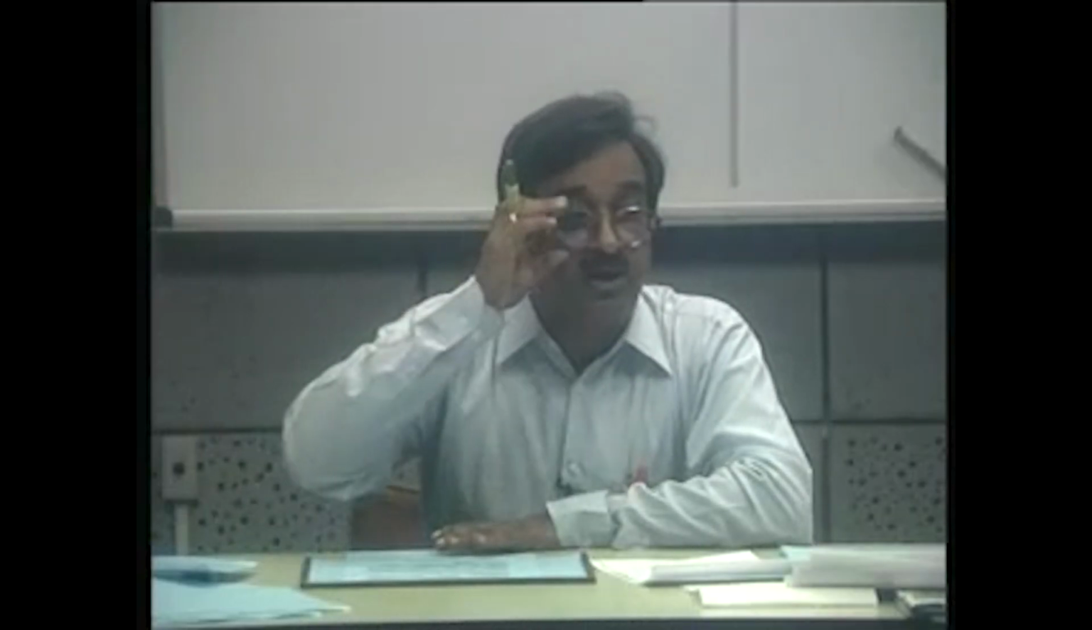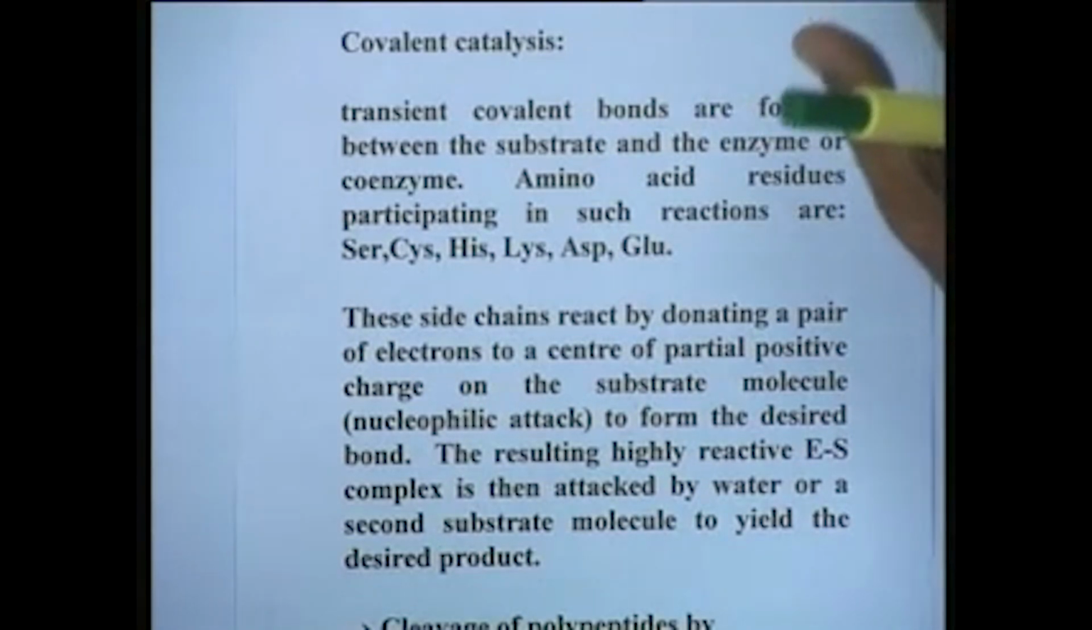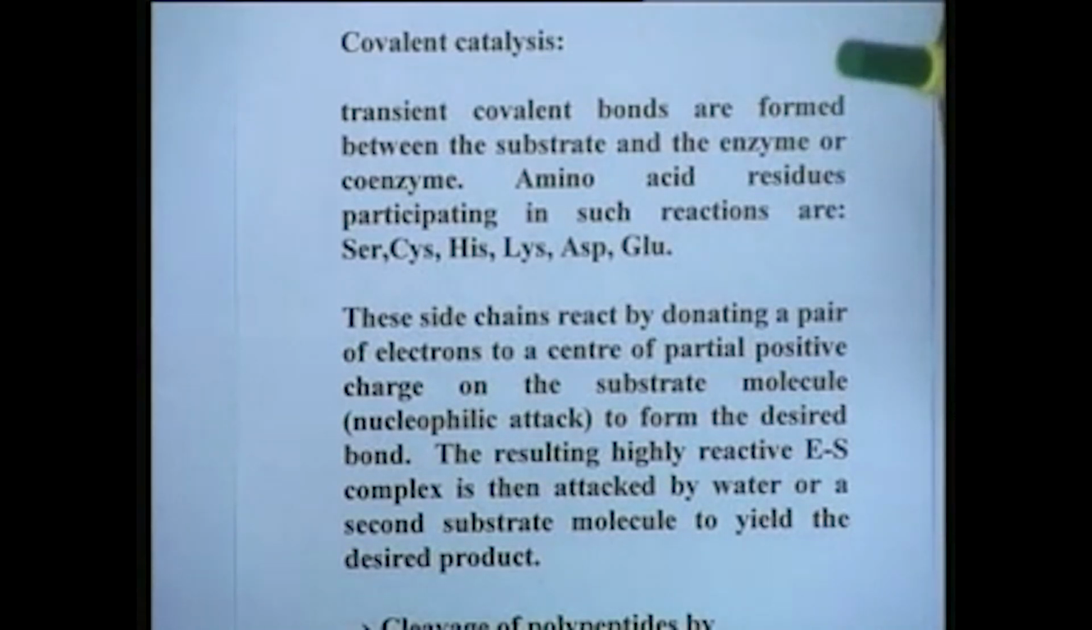That means even though they have a covalent bond, the bond energy is not that high, and therefore even under ambient conditions, by attack of another molecule, they can be further broken down to the resulting products. Now, these side chains react by donating a pair of electrons to a center of partial positive charge on the substrate molecule, a nucleophilic attack. These pair of electrons are looking for a positively charged nucleus, and they donate a pair of electrons to form the desired bond.